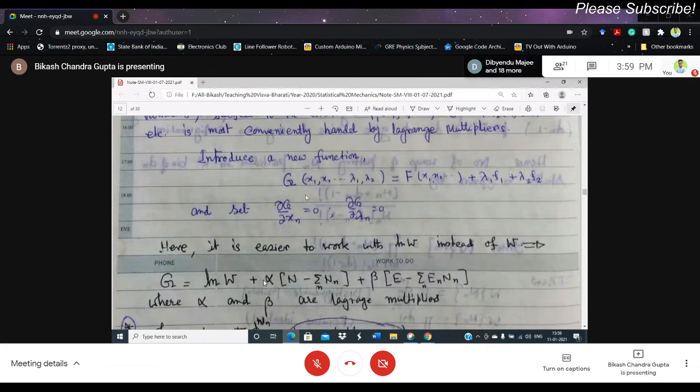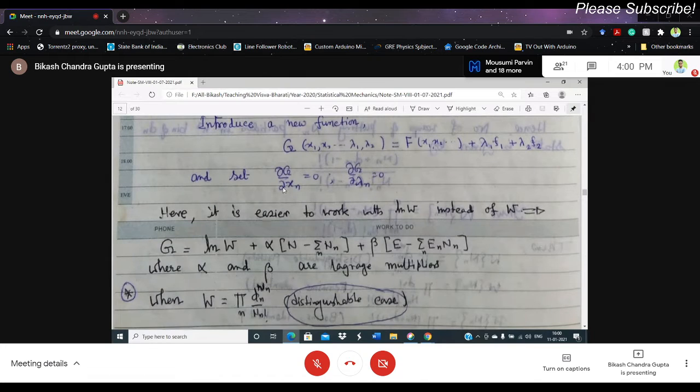You introduce a new function which has to be maximized with the constraints f1 equals 0, f2 equals 0. Then you add lambda 1 times f1 plus lambda 2 times f2. So you construct this new function, and then set del J del xn equals 0 for all n values. If there are n xn, then there will be n such conditions.